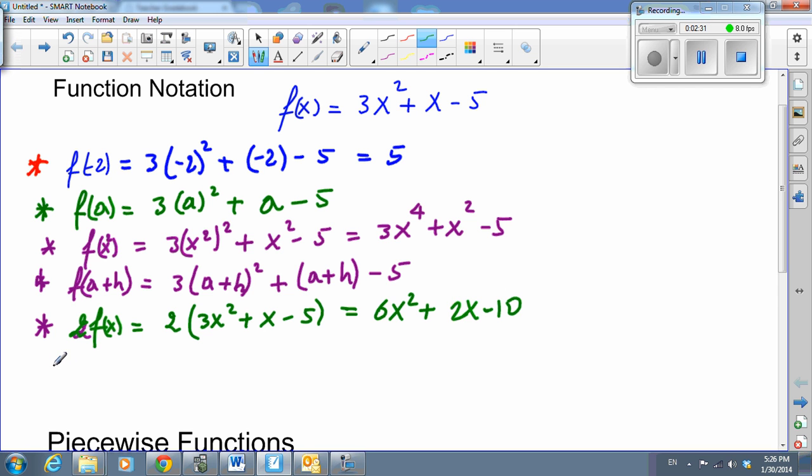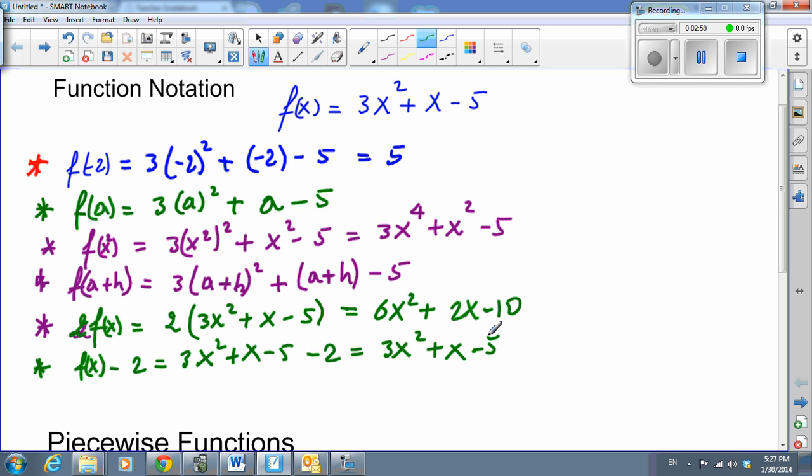Now, the last one, or before last, I'll find f of x minus 2. To find f of x minus 2, I will rewrite f of x first, meaning f of x minus 2 is equal to 3x squared plus x minus 5, that I subtract 2 again. That will be 3x squared plus x minus 5, actually minus 7 at the end.